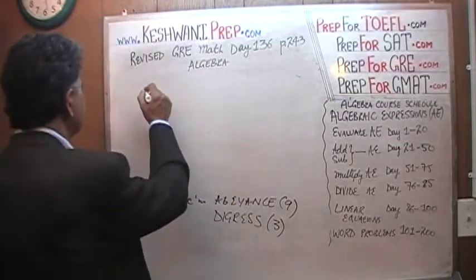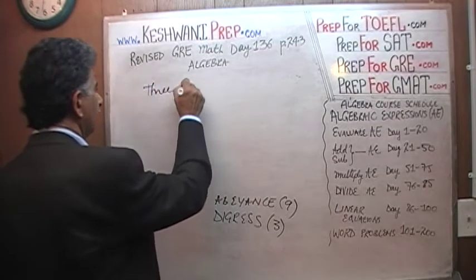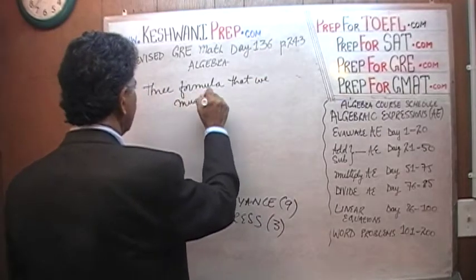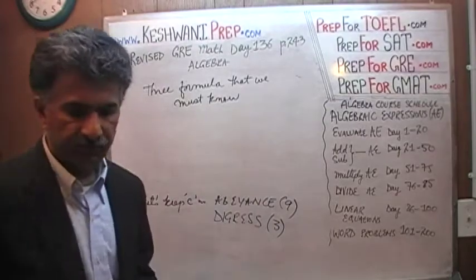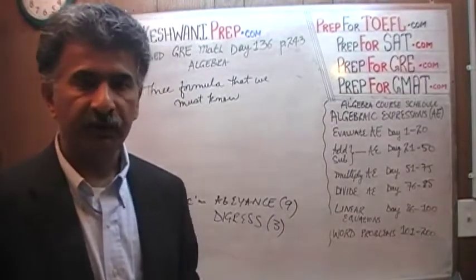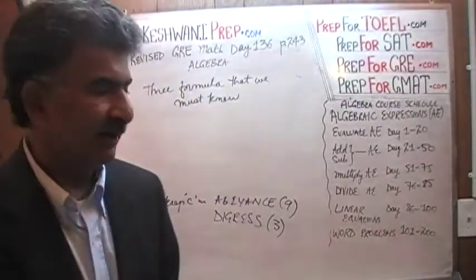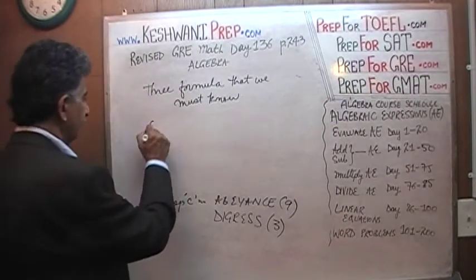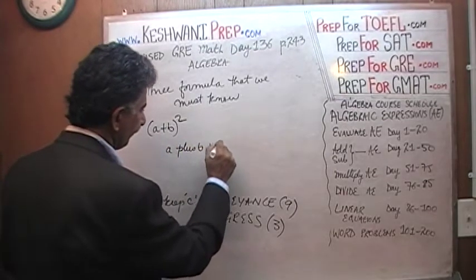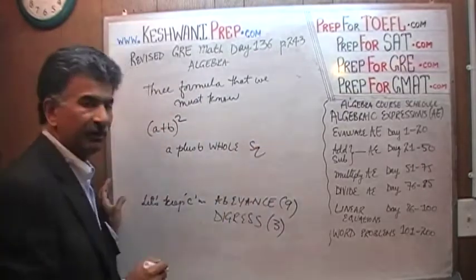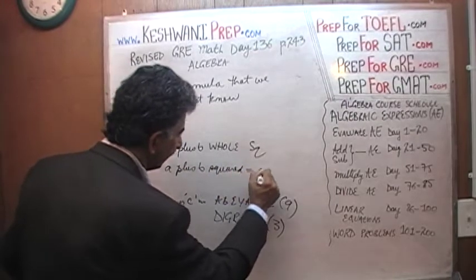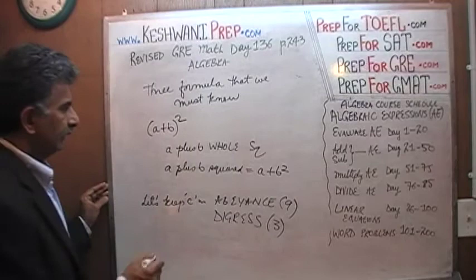There are three formulas that we must know. It doesn't matter whether you're taking the GRE, the GMAT or the SAT, there are three formulas that appear on a regular basis on these exams. Let's go through all three of them one by one. The first one looks like this: a plus b whole square. It is read as a plus b whole square. Don't just say a plus b squared. This is a plus b whole squared.